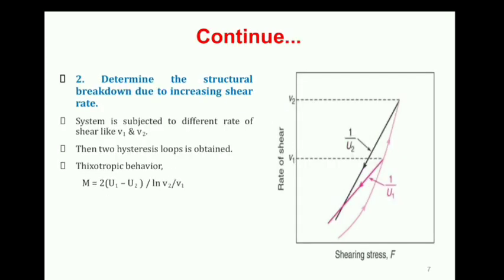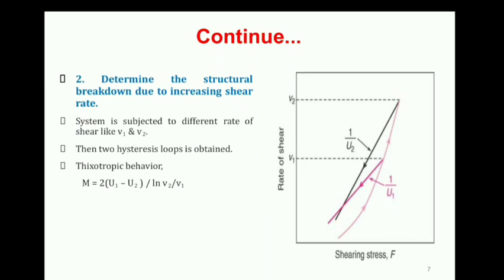This is the first method. Similarly, the second method determines the structural breakdown due to increasing rate of shear. In the first method, the rate of shear was kept constant and we changed the time. But in this case, we are changing the rate of shear. For example, the sample is subjected to different rates of shear, say 10, 20, 30, 40 and 50. This is one set. After 50, it decreases again to 10.